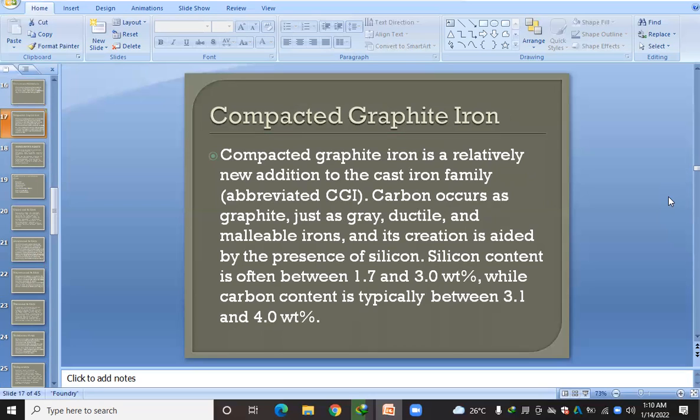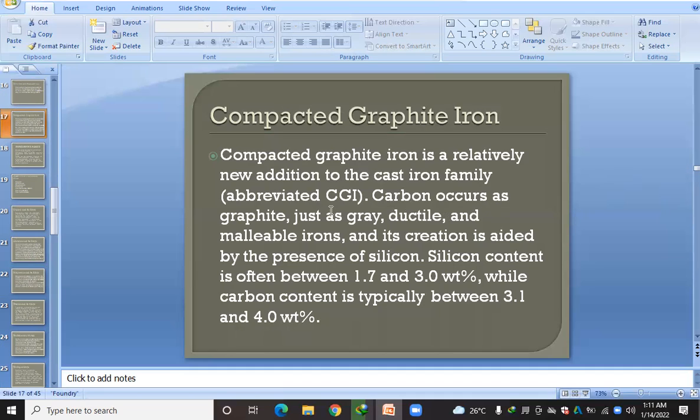Compacted graphite iron is a relatively new addition to the cast iron family, abbreviated CGI. Mao na ang CGI, ang compacted graphite iron. Then makita nato ang mga iron nga CGI, mostly mga tubo nga CGI, nga lisod matayan.